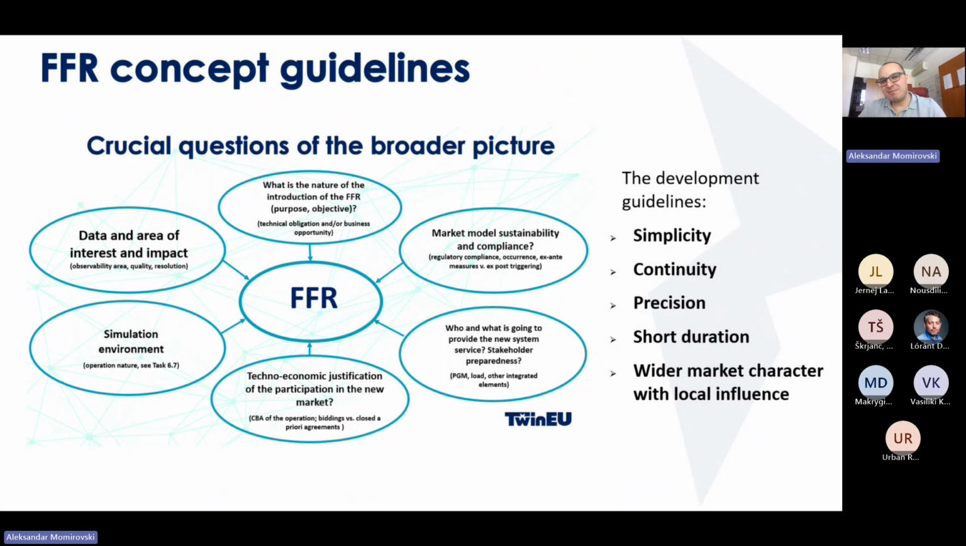Now we're going to see the Slovenian demo from another perspective, which is the controllability perspective of the Slovenian demo. And that is the actual concept of provision of fast frequency response. And at the very beginning, I would like to say a few words about the guidelines we had to develop in order to further develop the FFR service within the scope of the TwinEU. So at the very beginning, we tried to ask ourselves what are the crucial questions of this service? What is the broader picture?